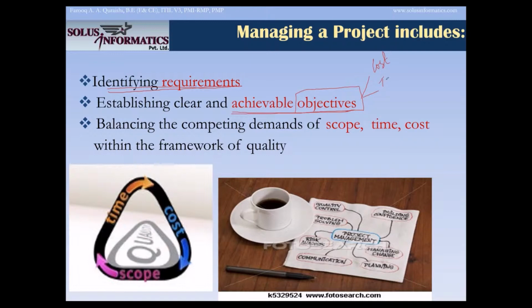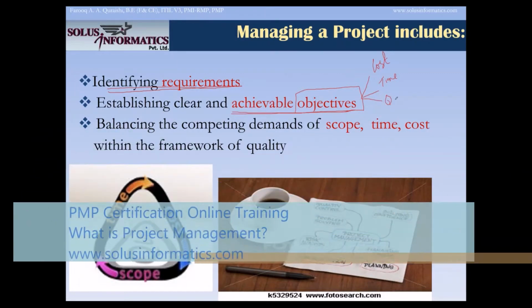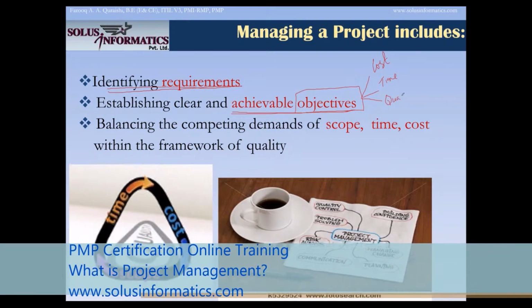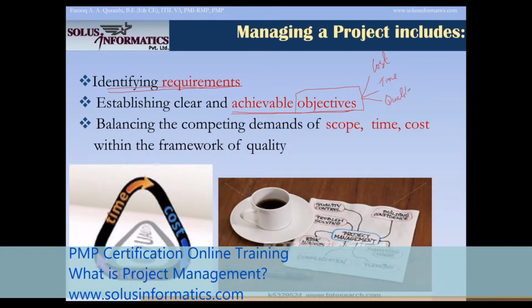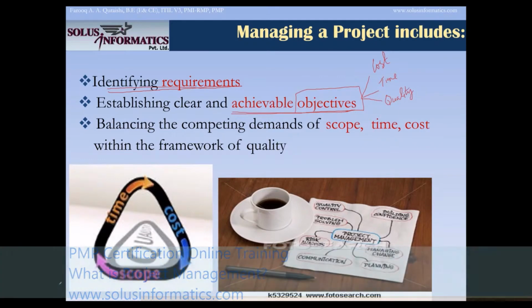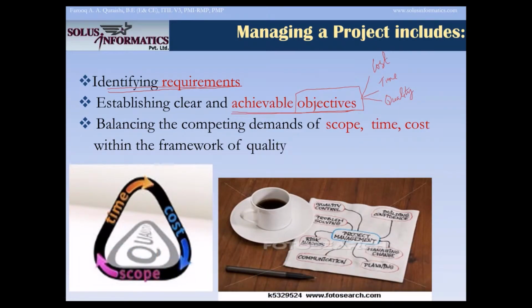and then establishing clear and achievable objectives. Projects have objectives. The project objectives include the cost objective, the time objective, and the quality objective. And a successful project is one where you meet the requirements of the project. It means you deliver the scope. So a successful project is one where you deliver the scope of the project while meeting the project objectives.